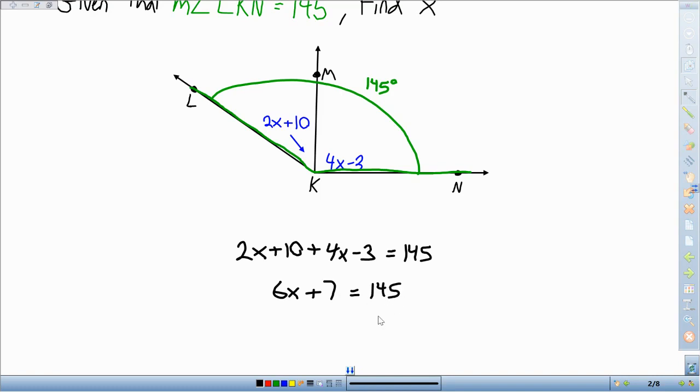Okay, now that I've combined my terms and I've kind of what they call simplified, now I can start solving. Okay, remember the point of solving an equation is to get the variable by itself on one side of the equal sign. Okay, and I need to get everything else to the other side.